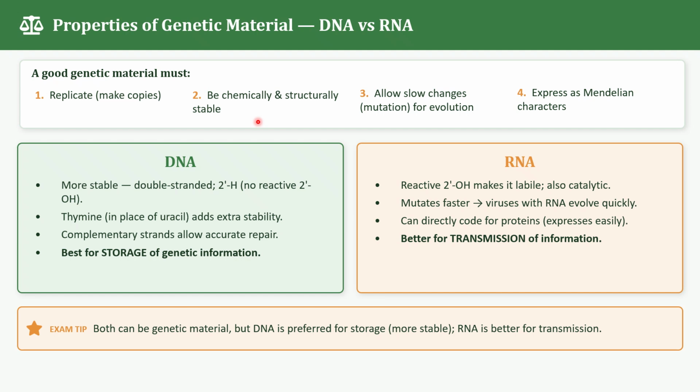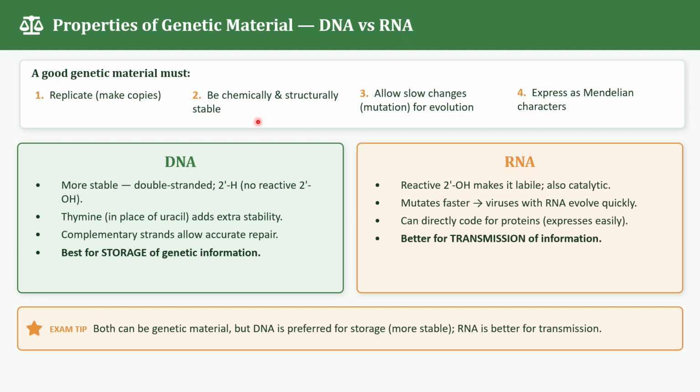Let's talk about DNA first. DNA is more stable because it is double stranded. Next, it has complementary base pairing, and also it is less chemically reactive and it contains thymine. And RNA is unstable because it is single stranded and has a reactive OH group at the 2' end. Also it is easily degraded, and it can act as a catalyst.